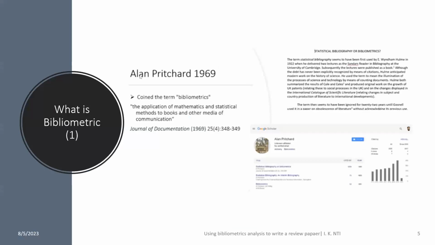Okay. So who brought this word bibliometrics? This guy was called Alan Pritchard. He was the guy who coined this term bibliometrics, and since then we have all seen people doing bibliometric analysis, bibliometric reviews, and the rest.